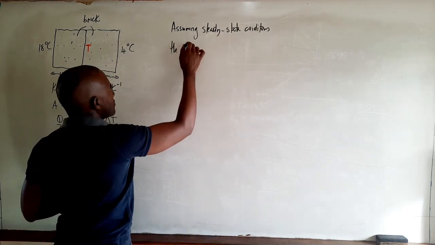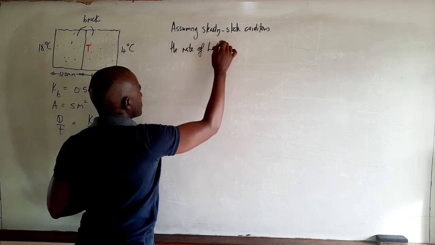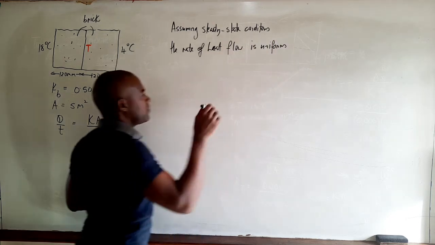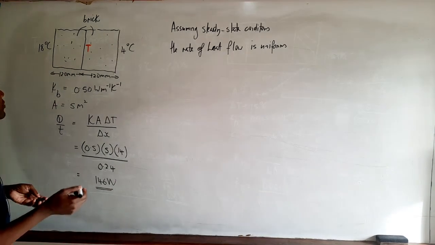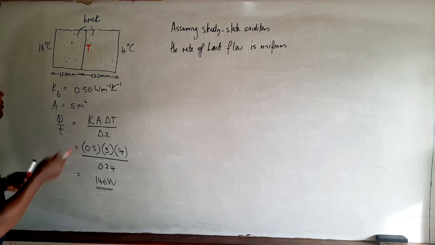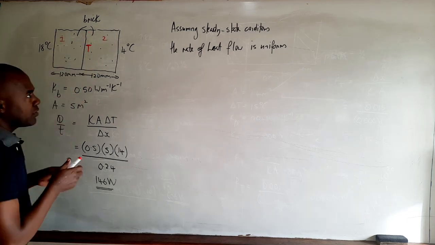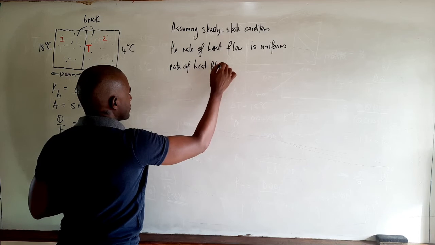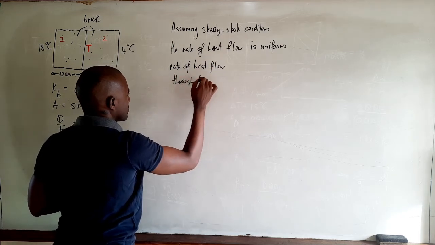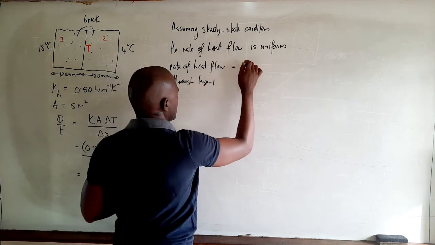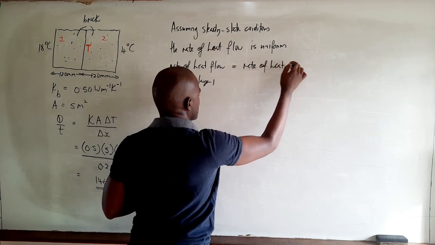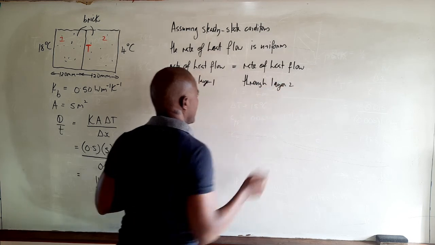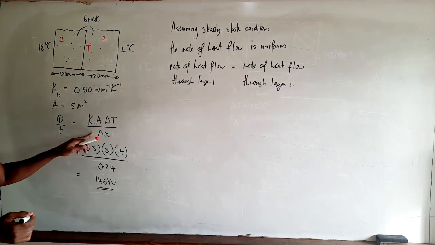So we basically say that assuming steady state conditions, the rate of heat flow is uniform, which basically means that if we call this brick layer 1 and brick layer 2, then the rate of heat flow through layer 1 is equal to the rate of heat flow through layer 2. And of course, the rate of heat flow is given by this equation here.